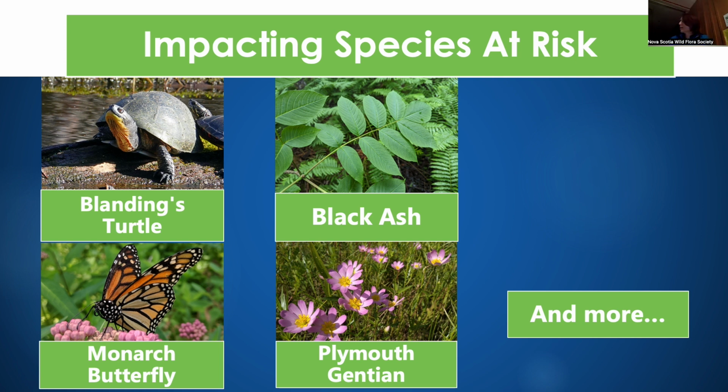Whenever talking about invasive species, it's always important to highlight a few species at risk that are threatened by them, including the Blanding's turtle, which is threatened by Phragmites, black ash, which is threatened by the emerald ash borer, the monarch butterfly, which is threatened by dog strangling vine, and the Plymouth gentian, which is one of the Atlantic coastal flora plants. Many of these are threatened by invasive plant species, and many more. So this is a very small list of species at risk that are impacted by invasive species.